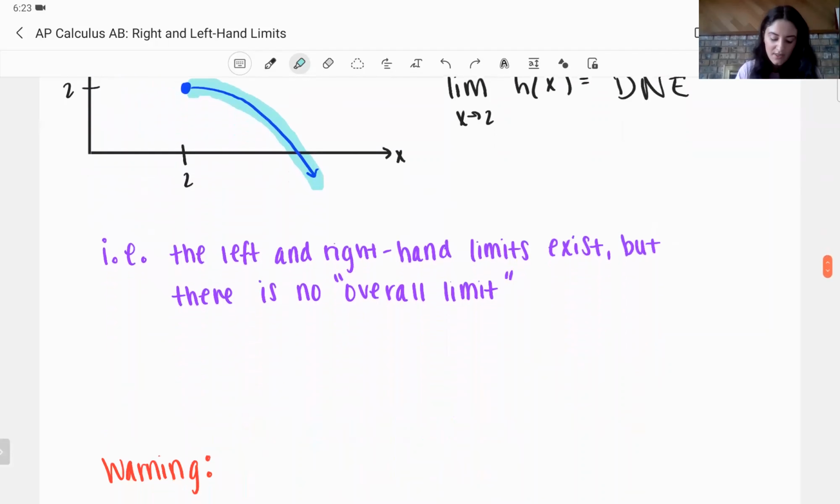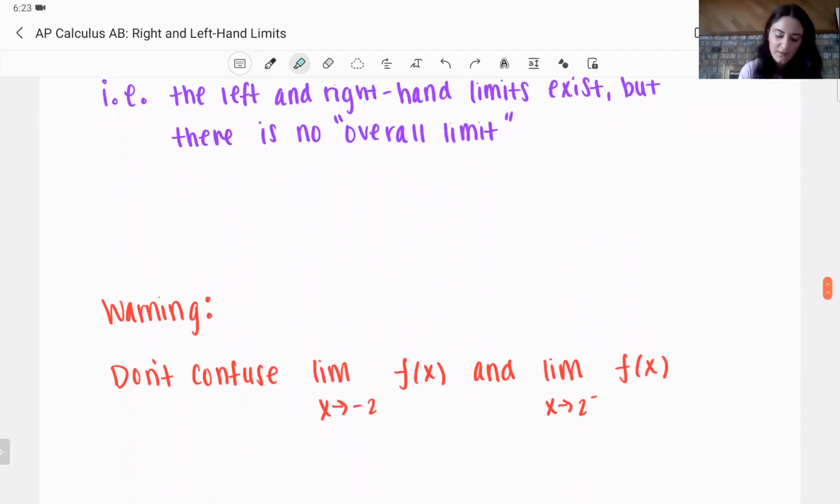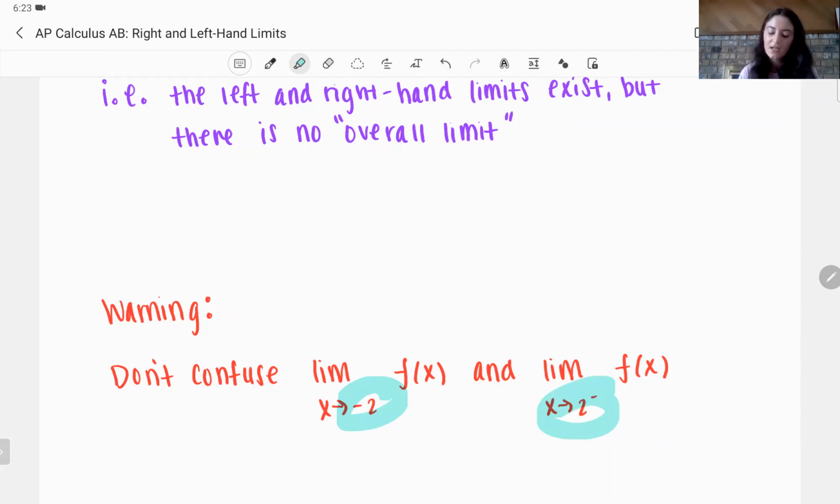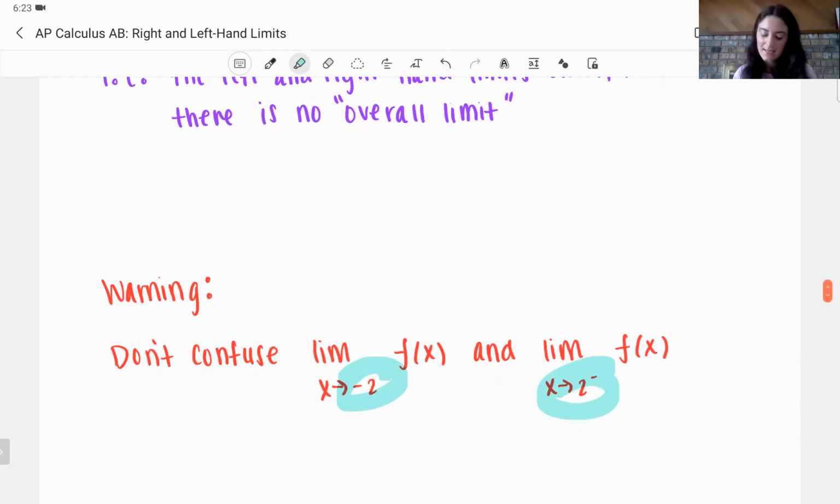And then one warning that I want to give, because I could see this being a point of confusion, is to not confuse these notations. The one on the left is saying calculate the limit of f of x as x approaches -2. However, this one on the right is saying calculate the limit of f of x as x approaches 2 from the left. Those are not the same statements, even though they kind of look similar. This is a -2, whereas this one's a +2, but it means approach from the left. So just keep that in mind because they kind of do look the same.